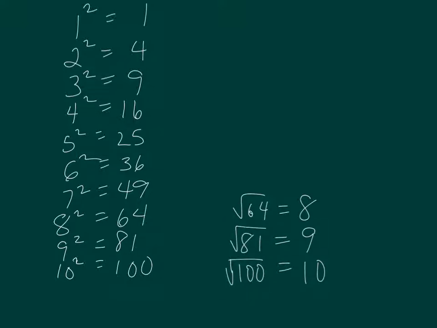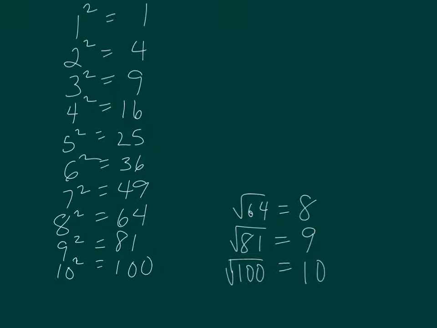We call these numbers, in this column right here, perfect squares. Because when you take their square root, it gives you a whole number answer. Right? The square root of 64 is 8. It's not 8.1, not 7.95, it's exactly 8. So we call 64 a perfect square.